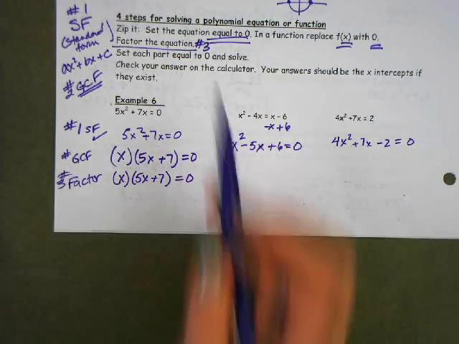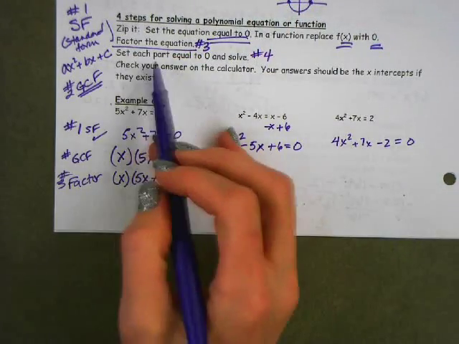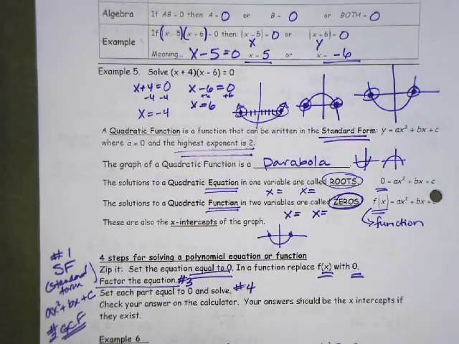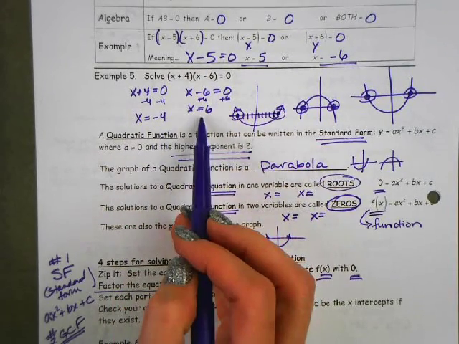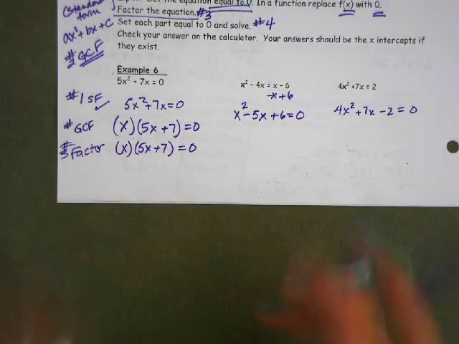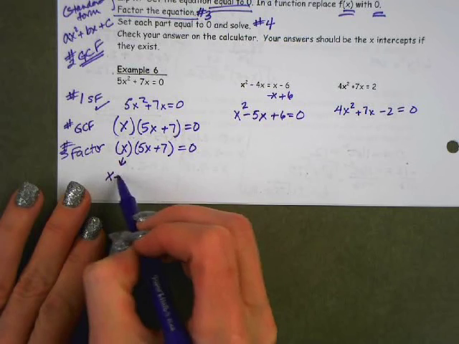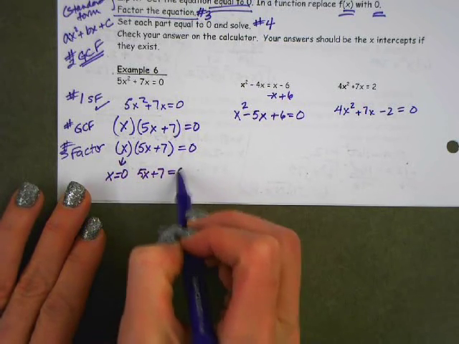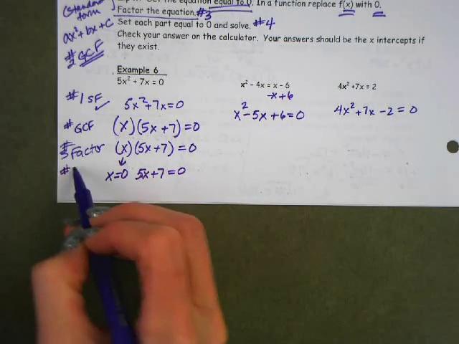At this point, I'm going to move on to number 4. Set each part equal to 0 and solve. So if you notice, if we were up here, notice how we took each of the factors and we set them equal to 0 and then we solve for x? We're going to do the same thing in this situation, okay? So I'm going to take my x and set it equal to 0 because that's one factor, right? And then I'll take my 5x plus 7 and I'll set it equal to 0. Okay, so that's number 4. Set to 0.